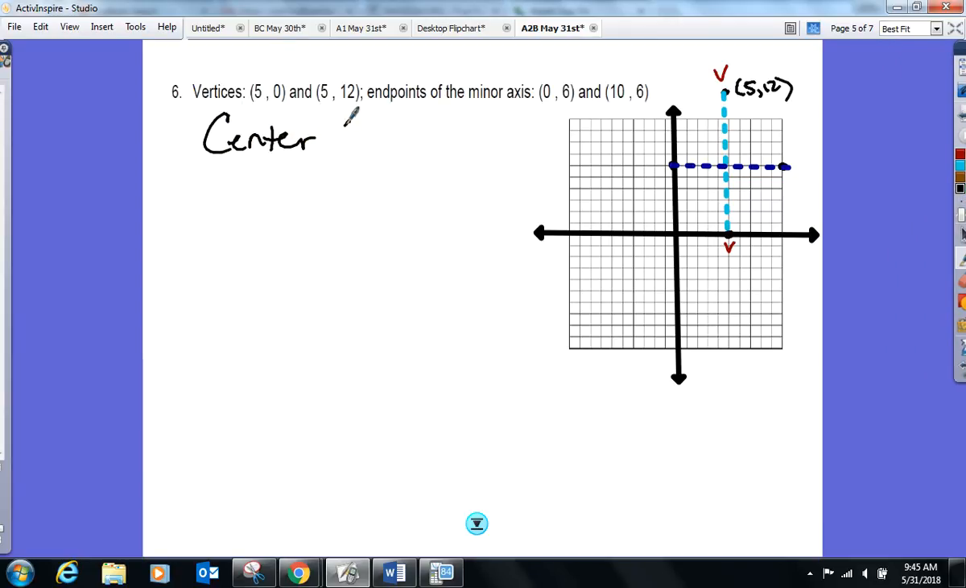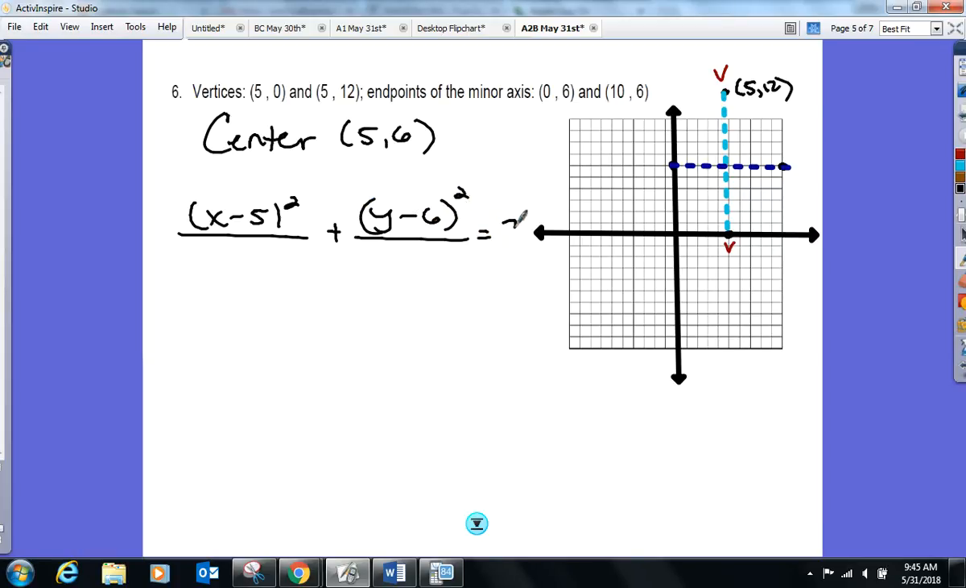All right, 5, 6. We're doing some pre-calculus here. Good, 5, 6. So (x minus 5) squared plus (y minus 6) squared, I know it's going to be equal to 1. What about your a and your b values? Remember what I showed you at the beginning of class, how to find the a and the b here. What should the denominator be on the x?